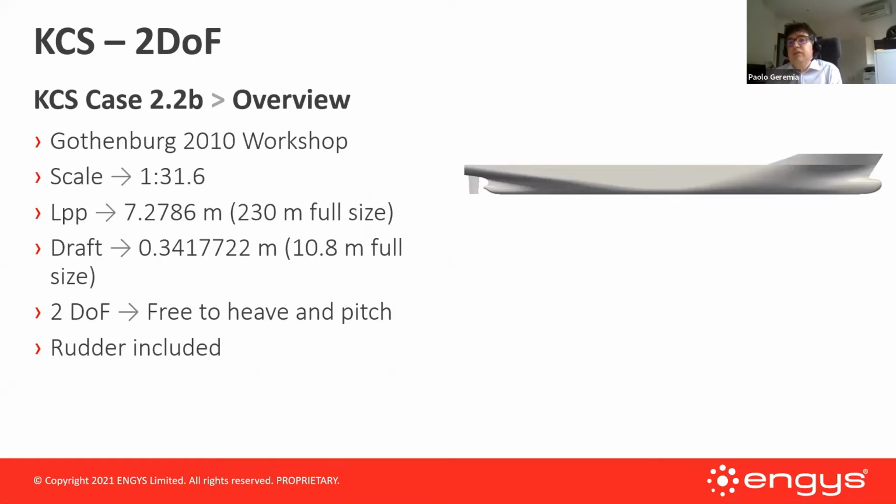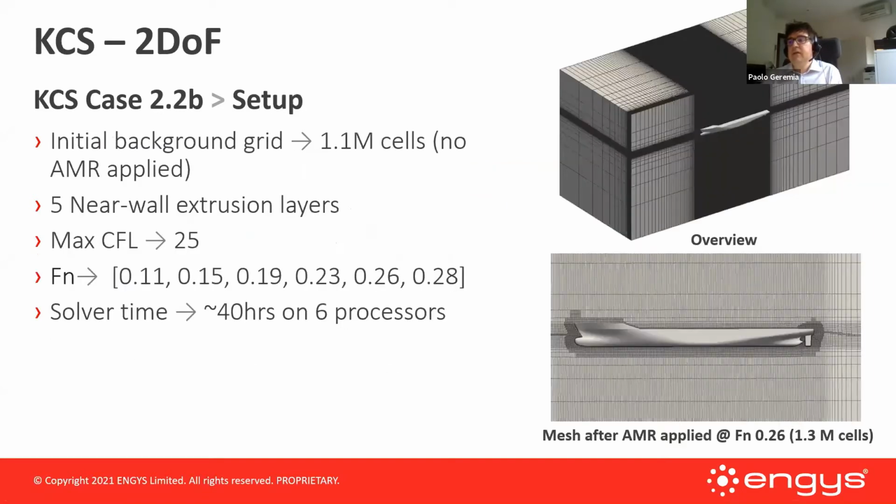The only difference with respect to the previous case is that here we're modeling 2 degrees of freedom, so the body is free to heave and pitch. And this is the resulting mesh you can see in the slide. So there is an overview on the top, and on the bottom, you can see the mesh after the AMR was applied. So you can see that there is an extra refinement in the fore and the aft section.